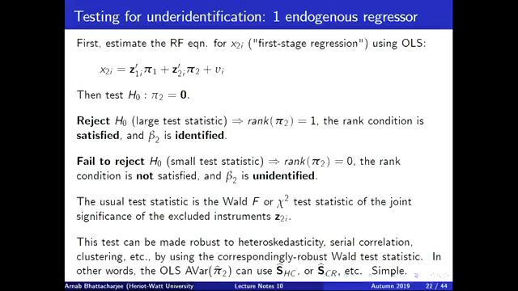So we are going to reject this. If we reject this, then the rank condition is satisfied and beta 2 is identified. If we fail to reject this, we are not sure, so it is unidentified. But the moment you are doing a test, of course, there is uncertainty here.